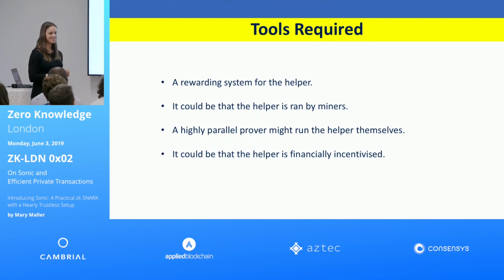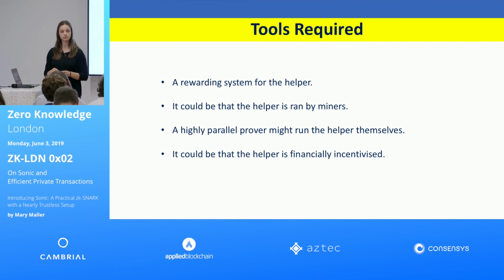We do need a rewarding system for the helper. No one's going to help us if we don't give them reason to. So yeah, it could be that the helper is run by the miners. If we assume a different application, not a blockchain application, but something where there's just one prover proving something that's very heavily parallelized, then they might be able to run the helper themselves. There's no reason why you couldn't do this. And yeah, it could be that the helper is financially incentivized.